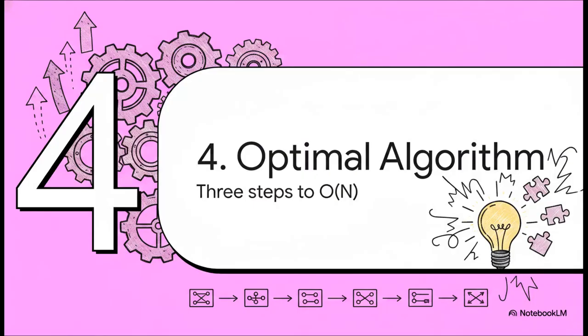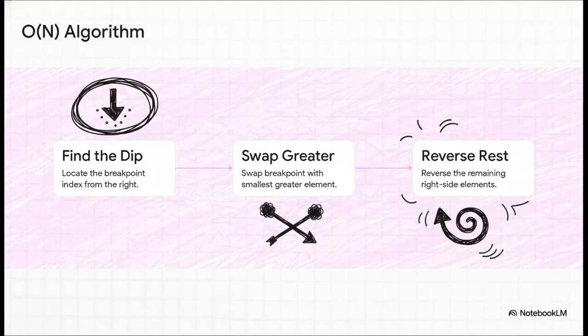Section 4, the optimal algorithm. These are the 3 steps to an O of n solution. I am so incredibly excited to share this because it's just pure elegance. We can completely circumvent the need to generate those massive full permutations by following 3 magical steps.